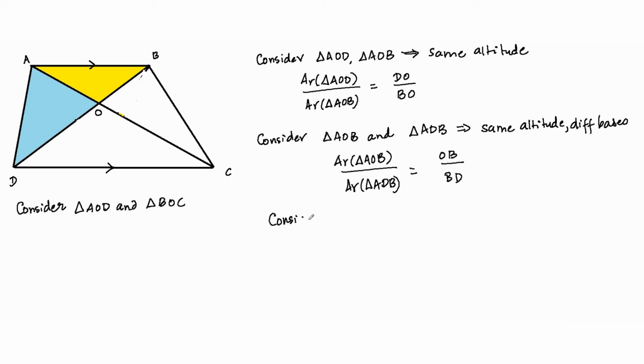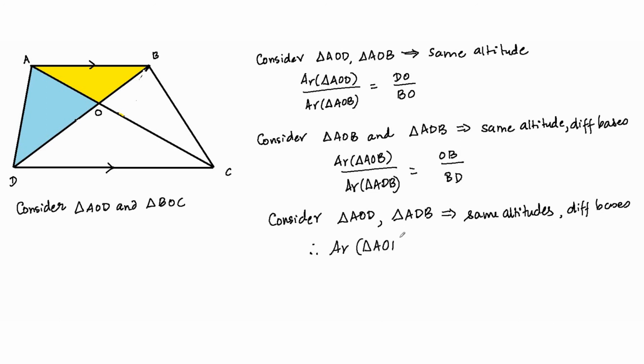I can consider triangle AOD and triangle ADB. So now I am considering the blue triangle, that's AOD, and the complete triangle ADB. Now let's see what property can be applied in these two triangles. These two triangles again have the same altitudes, but they have different bases. And therefore, I can say that the ratio of their areas, that is area of AOD upon area of ADB, will be given by the ratio of their bases.